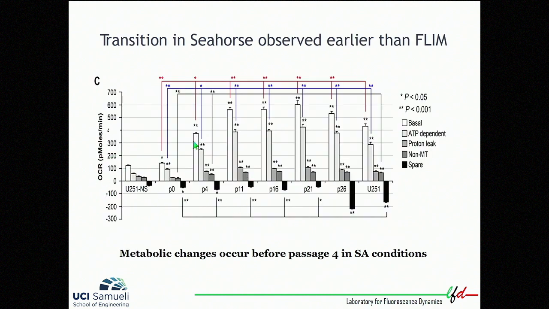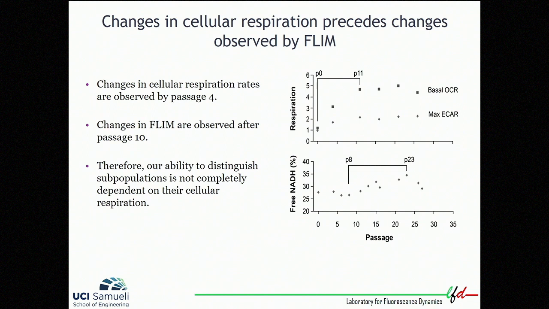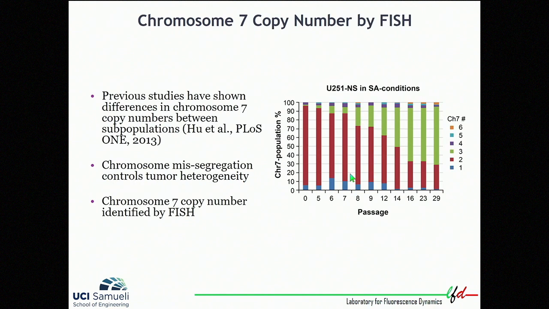And if we look at the OCR, or the oxygen consumption rate, also the change in metabolic respiration happens transitioning at passage 4 conditions. So the changes of cellular respiration here, increased respiration in the basal OCR and the max ECAR, transitioning here occurs between passage number 0 and 4. And where the free NADH change, what we see with our lifetime information, starts at around passage 8, so a little bit further shifted in time.